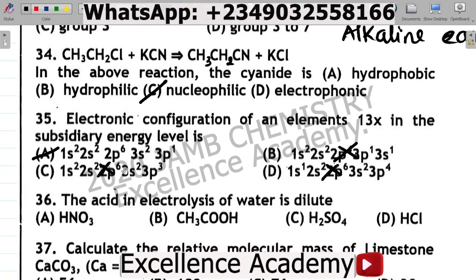Again, you want to note that when it comes to SPDF configuration, for S, the maximum number of electrons is 2. For P, the maximum there is 6. So A is the correct answer. We've done a complete video on electronic configuration. Go to the JAMB Chemistry playlist, and you will see the chemistry video on electronic configuration. You see how to do electronic configuration of elements in both KLMN shells and SPDF configuration.